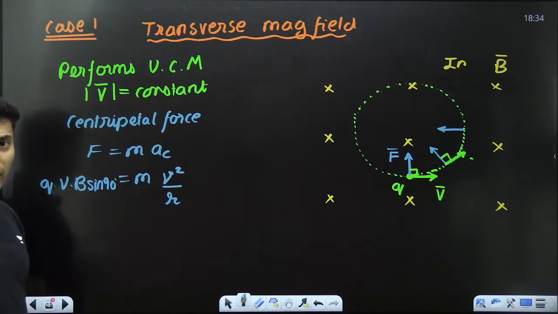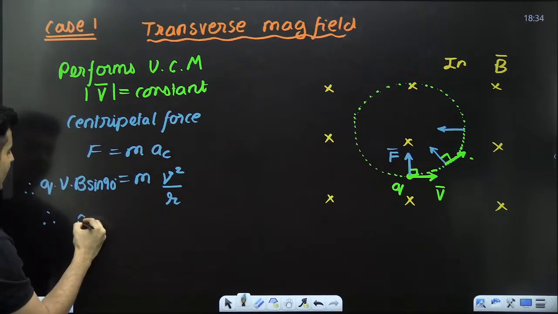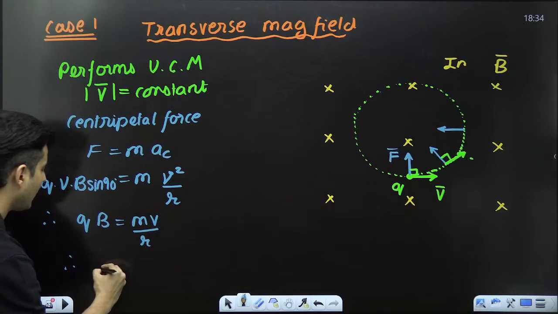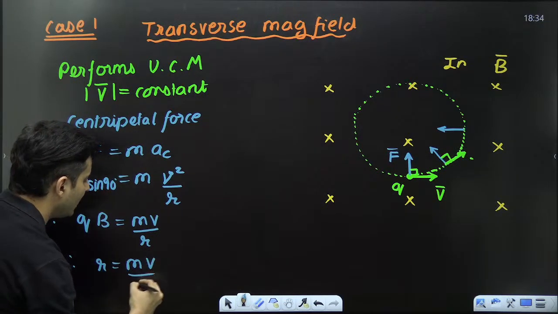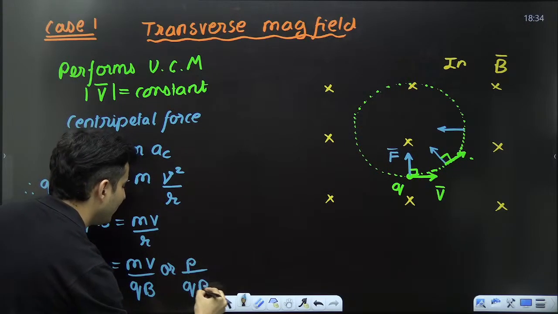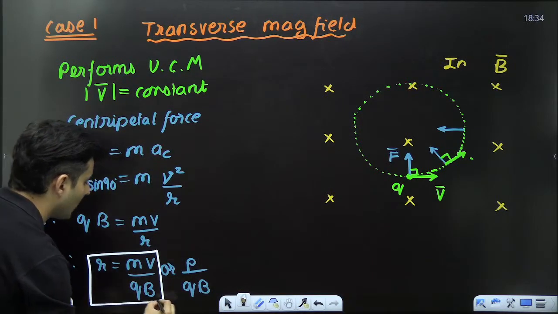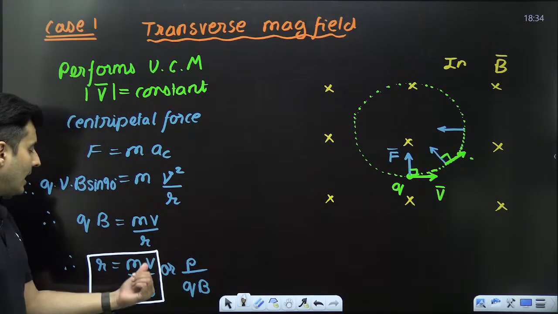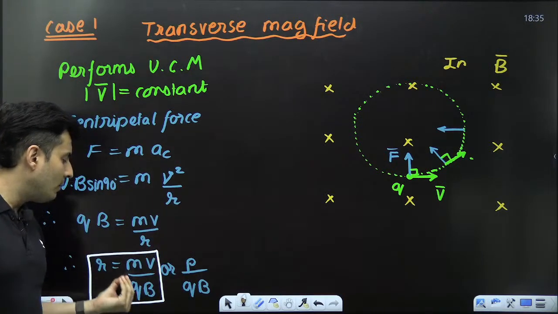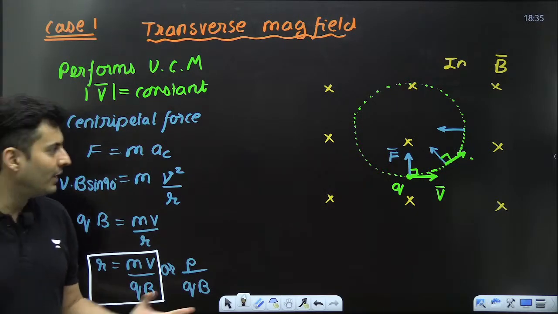So this is what you will get. QVB sine 90 is mv square by r. Do you see v and v gets cancelled? So can I say Q into B is equal to mv by r? Then R is equal to m times v divided by QB, or you can also say it is momentum by QB, one and the same thing. Now this formula is very important. You should know this, because you can get direct questions on the same. The radius of the circular path is mass times the speed divided by the charge into the magnetic field. That's the formula. Very, very important.